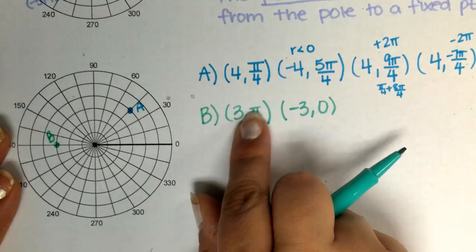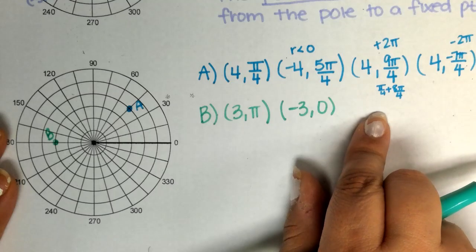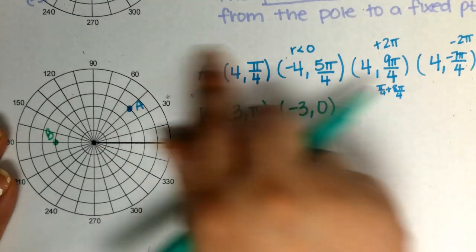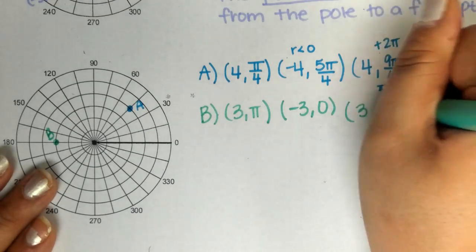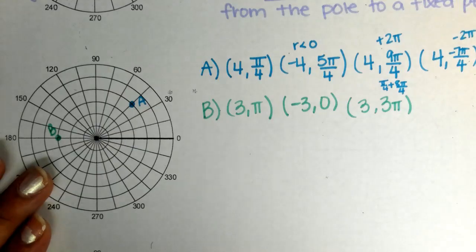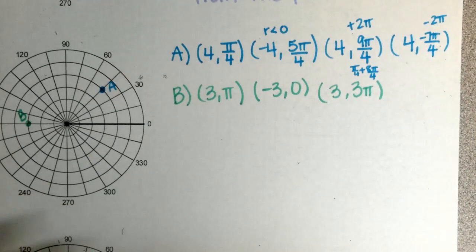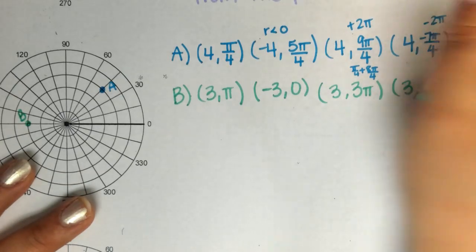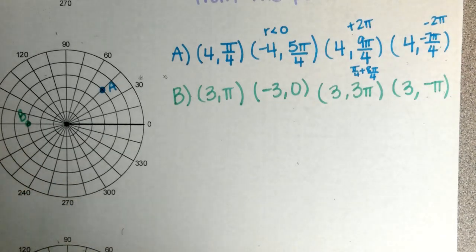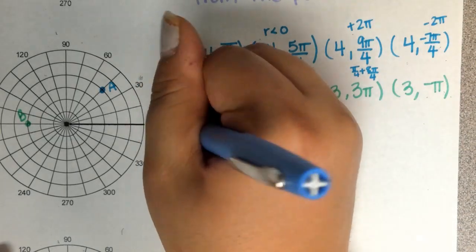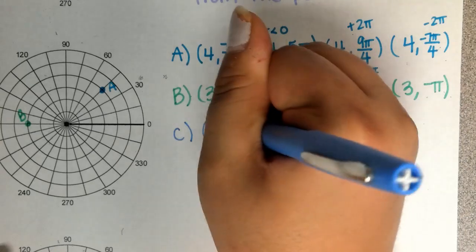All right, now let's go back to our original. What if I want to add 2 pi? Go around the circle again. What's my coordinate going to be? 3 pi. Add 2 pi to pi, you get 3 pi. And what if I subtract? Negative pi. Do I have any questions? All right, I want you to do C on your own. Go.